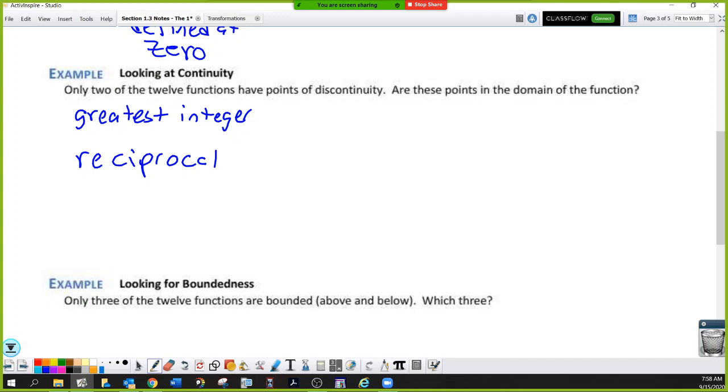Anyway, so yeah, the greatest integer function, are the discontinuities in the domain? Of course they are. So yeah, we could say they are in the domain for this one. But the reciprocal function at its infinite discontinuity, that happens at x equals 0. Is x equals 0 in our domain? No. You were never allowed to divide by 0. 0 is not part of the domain. So x equals 0, not in domain.